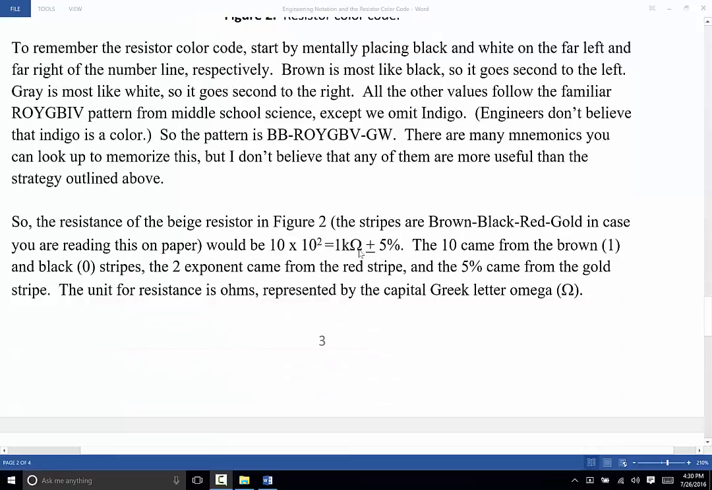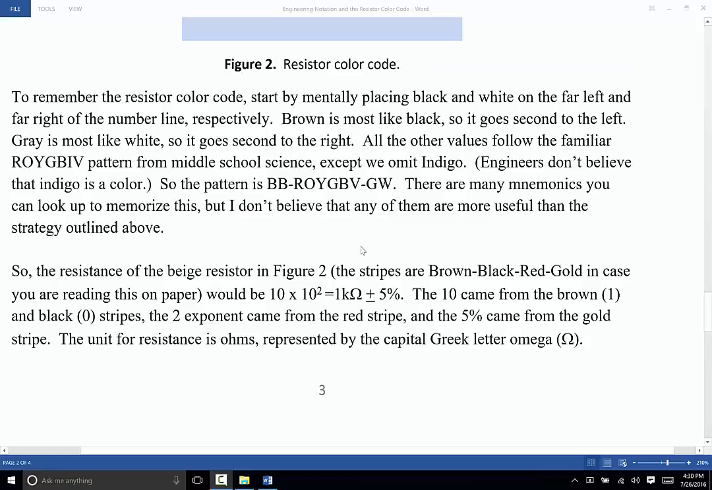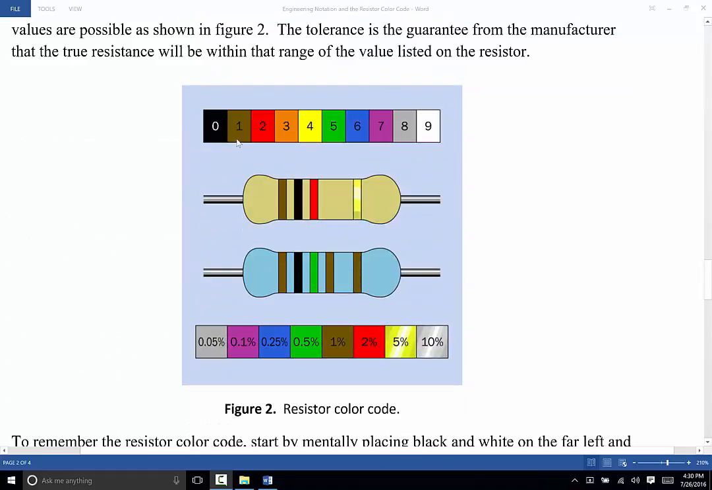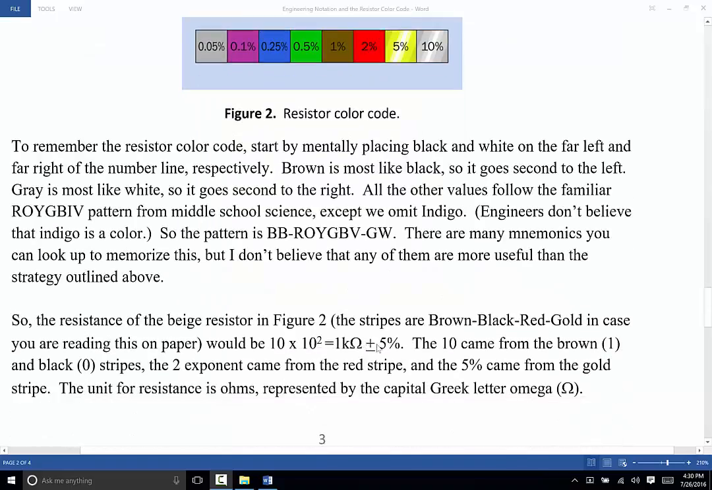And let's see what would be the resistance of the beige resistor in figure 2. And in case you happen to be looking at this in black and white, the stripes are brown, black, red, gold. So if I found a resistor that was brown, black, red, gold, I would say brown. Okay, I'm going to remember that brown was next to black. Black was 0, so therefore brown is 1. Or I can scroll back up here and say, oh yeah, brown is definitely 1. So brown is 1, black is 0. So I've got 1, 0.